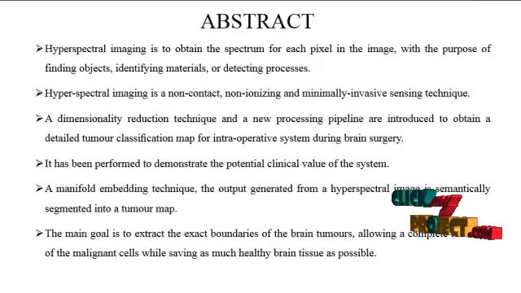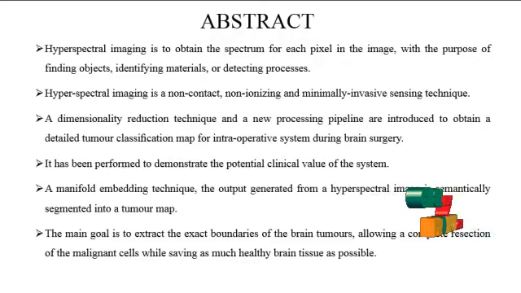Abstract. Hyperspectral imaging is used to obtain the spectrum for each pixel in the image with the purpose of finding objects, identifying materials, or detecting processes. Hyperspectral imaging is a non-contact, non-ionizing and minimally invasive sensing technique. Until today we used only dimensionality reduction techniques, and now a new processing pipeline is introduced to obtain a detailed tumor classification map for an intraoperative system for brain surgery. Tumor classification techniques are performed to demonstrate the potential clinical value of the system.